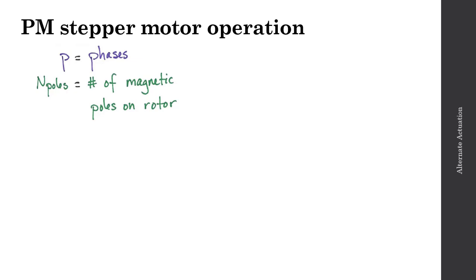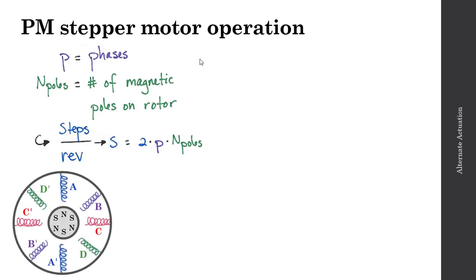And so the steps per revolution, we'll call that S, where S is equal to 2 times P times the number of poles. And with this definition, this 2 times P, that's effectively the number of stator coils. With this definition in mind, let's take a look at a more complex stepper motor.